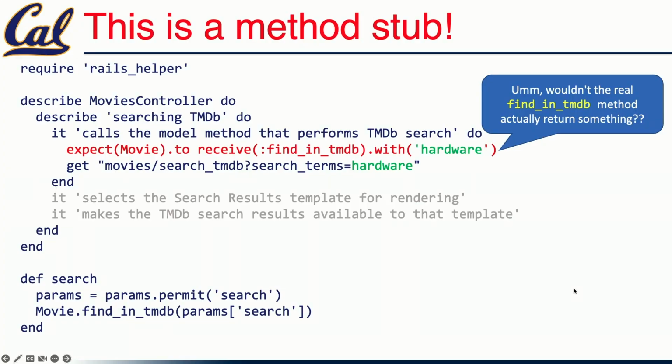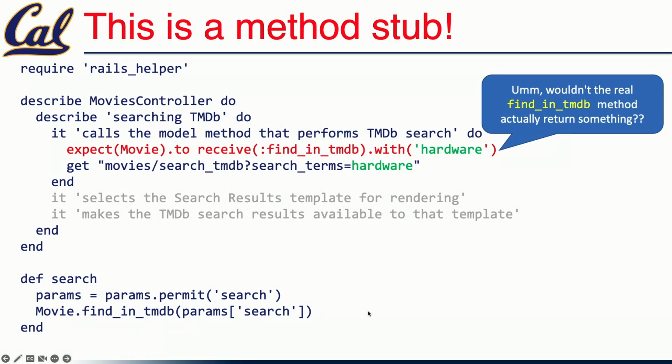If we ran the test, it would actually fail until we put just enough code in the controller method to make it pass. And what is that code? Well, remember that whenever we add a form field and we expect it to populate params, we explicitly have to say which params are permitted to go through. So we have a line for that. And then we just grab param search, which we assume we named that field search on the view, and we call movie find in TMDB with search.